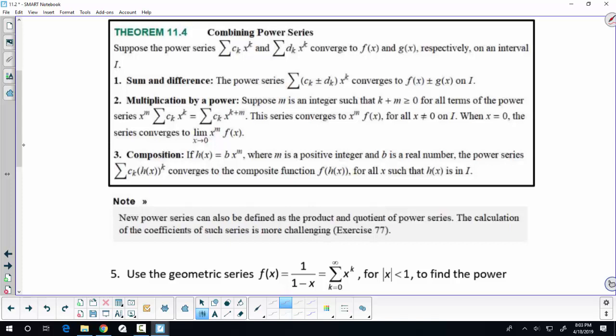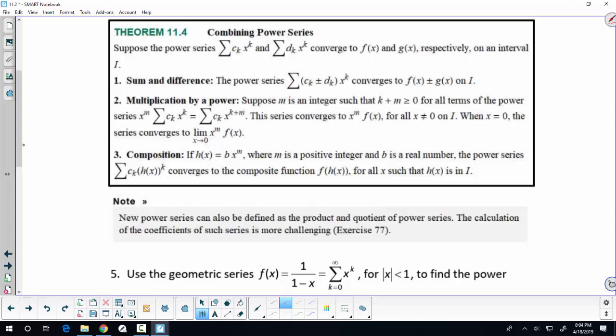So if we have one series that converges to like 1 over x and another series that converges to 1 over 1 minus x, when we subtract those two together, the new function will converge to 1 over x minus 1 over 1 minus x. So adding and subtracting is a way we can combine power series to create a new function. Multiplication by a power and composition are the two others that we can combine power series by: multiplying by a power of x or composing with something else will give us a convergent series as well.